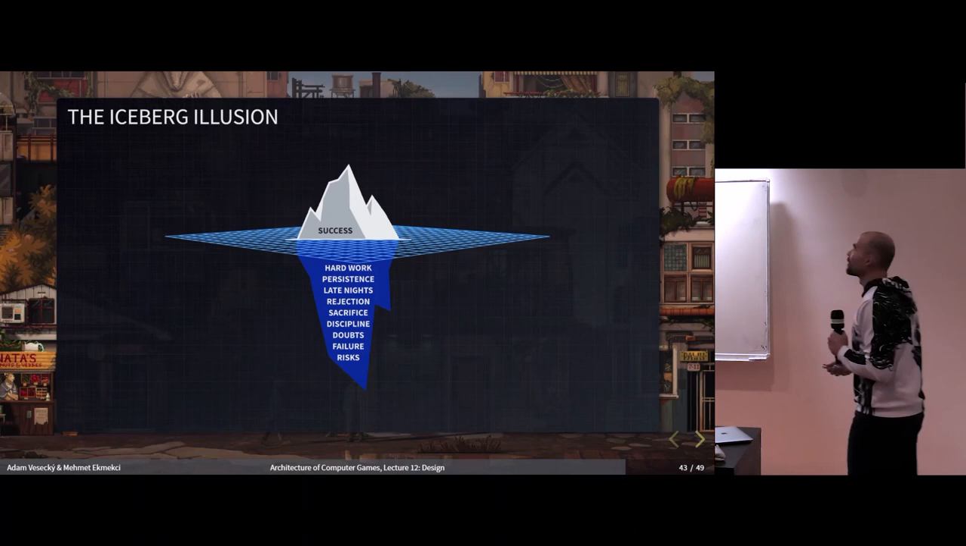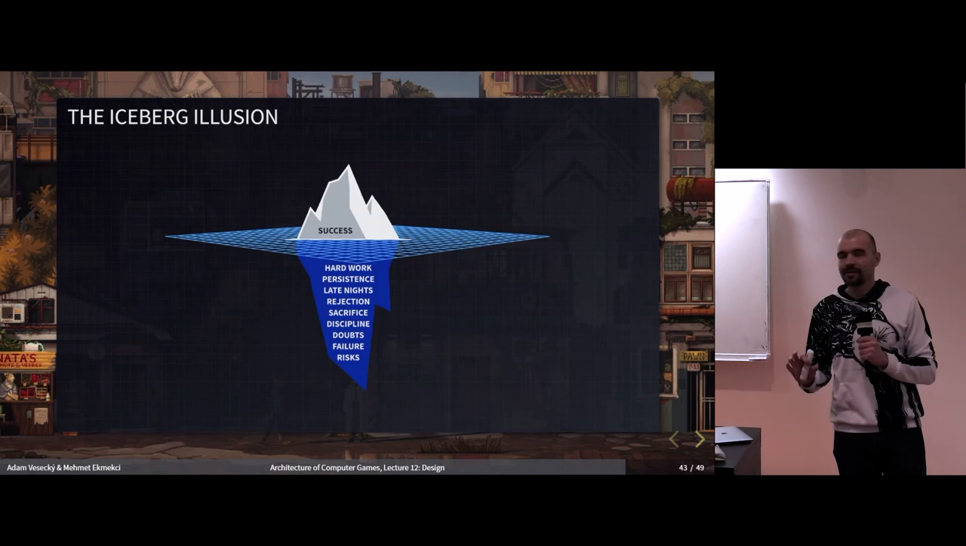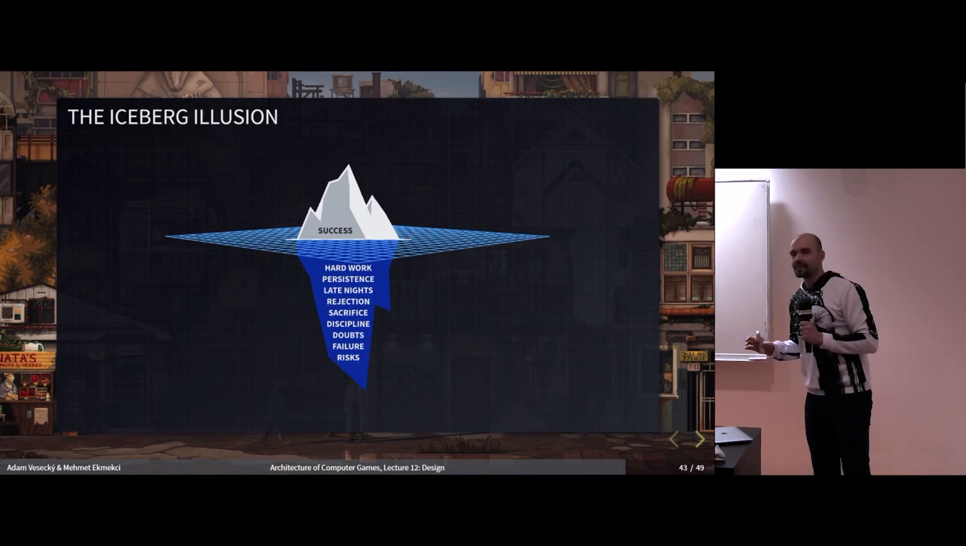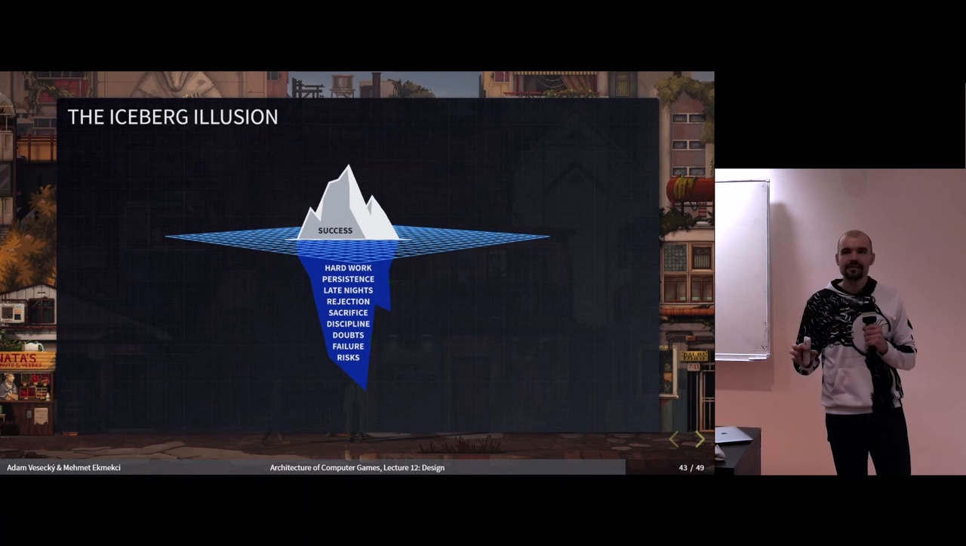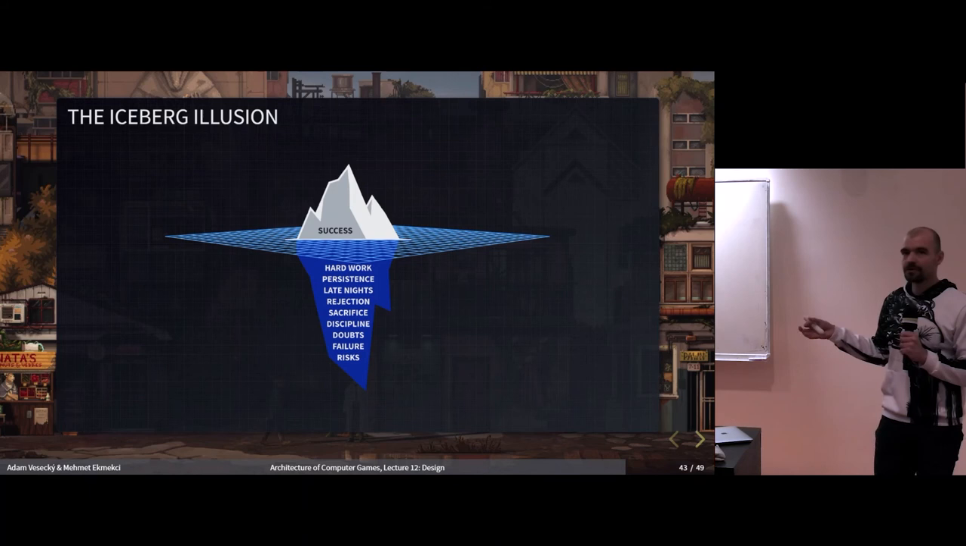I assume all of you know this one, right? Iceberg illusion. But actually, not many people fully comprehend this one. There is a term called survivorship bias. It's what happens when you focus on survivors of some process, because they are showcased. And then you will overlook something else, and you may come to a wrong conclusion.